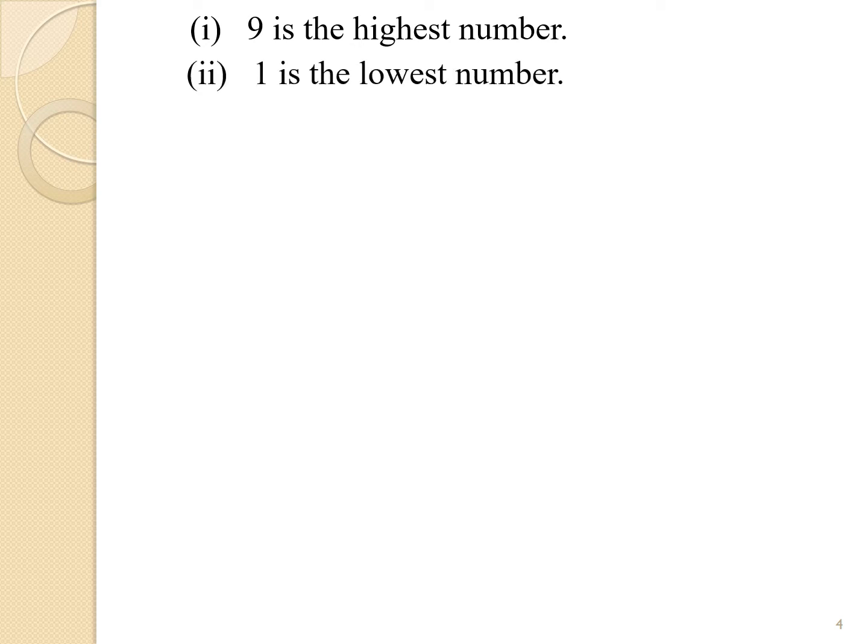Question number 1. Which number is the highest? The answer of this question is 9 is the highest number. Question number 2. Which number is the lowest? The answer of this question is 1 is the lowest number. Question number 3. What is the range of the data? Students, recall the formula of range. Range equals highest observation minus lowest observation. Highest observation is 9 and lowest observation is 1. Thus, subtracting 1 from 9, we get 8. Thus, range equals 8.